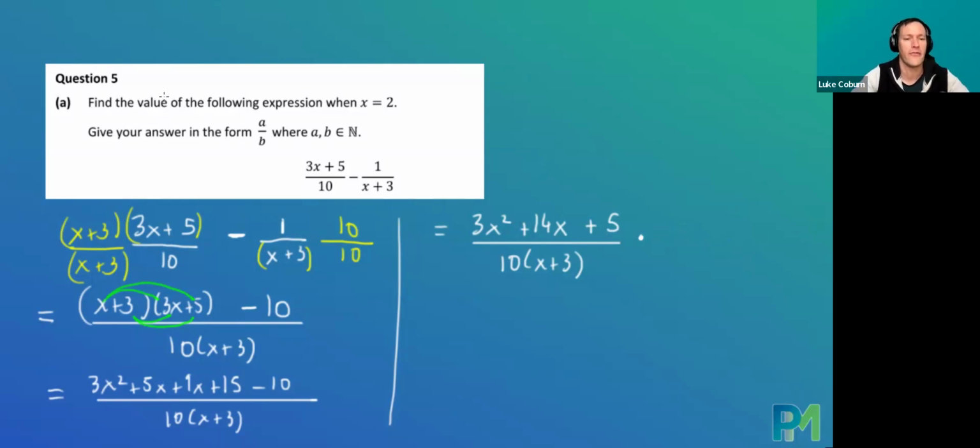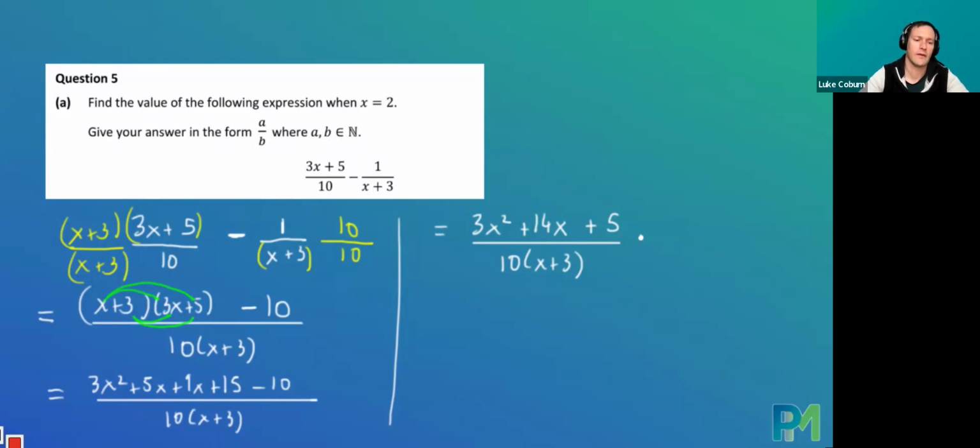In some way as well, I never actually read it properly in the first place. I just said, well, no matter what, I'm going to have to do this stuff, so let me just go ahead. Now I'll go back and read it. So it says, find the value of the following expression when x is equal to 2. So this is the following expression, and x is equal to 2. And write your answer in the form a over b.